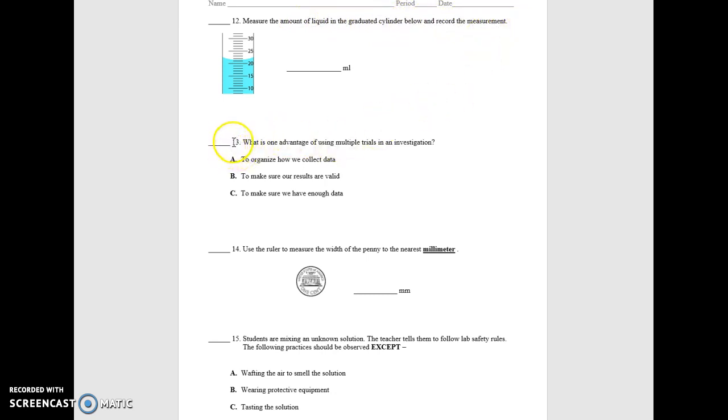Number 13. What is one advantage of using multiple trials in an investigation? A. To organize how we collect data. B. To make sure our results are valid. C. To make sure we have enough data. Number 14. Use a ruler to measure the width of the penny to the nearest millimeter.